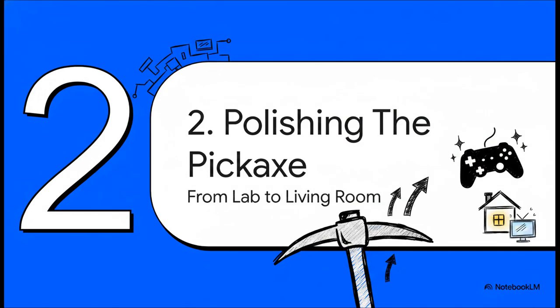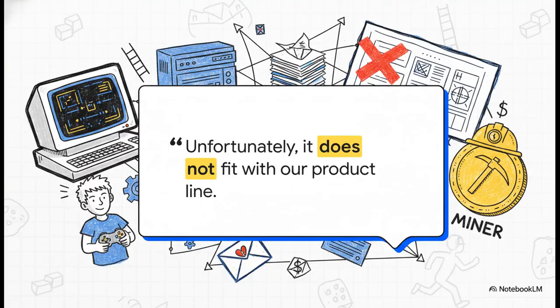Which brings us to Section 2, Polishing the Pickaxe, from lab to living room. Now, Doug Smith definitely didn't just walk straight into a huge publishing deal. Actually, when his 8-year-old nephew kept bugging him for a version he could play at home, Smith spent a weekend porting that mainframe game to the Apple II. He bought the rights from Bratsanos for $1,500, renamed it Miner, and sent it off to the publisher Broderbund.